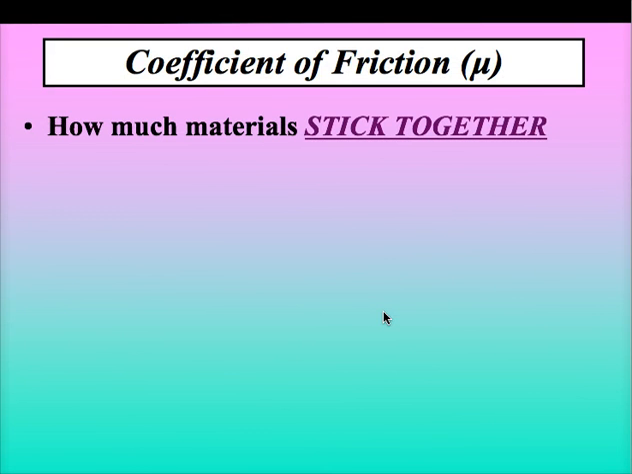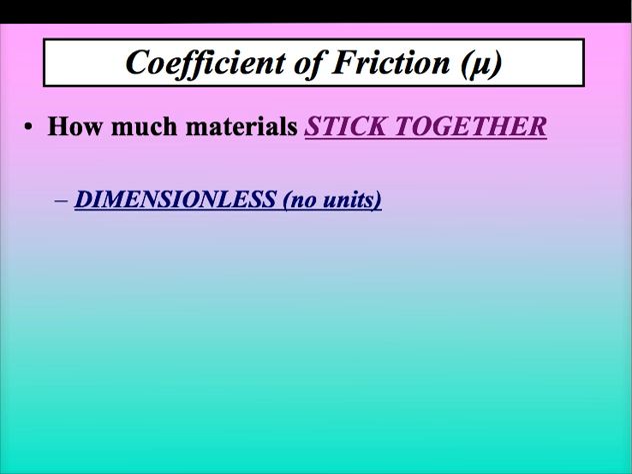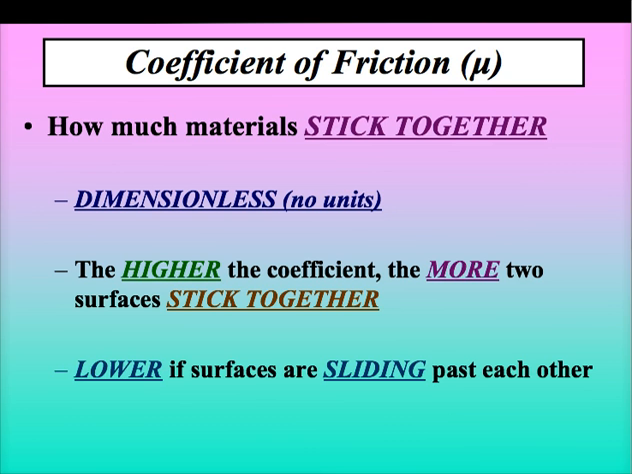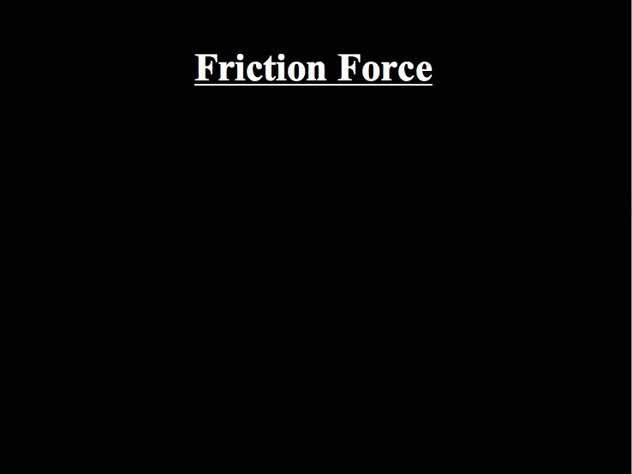The amount that materials stick together is called the coefficient of friction. It's given by this little Greek symbol here called mu. Mu stands for the coefficient of friction. It's a dimensionless unit with no units whatsoever. It's a ratio, a comparison. The higher the coefficient, the more the two surfaces stick together. The lower, the more easily surfaces slide past each other. So let's look at the coefficient of friction.